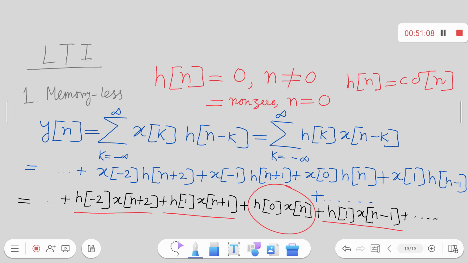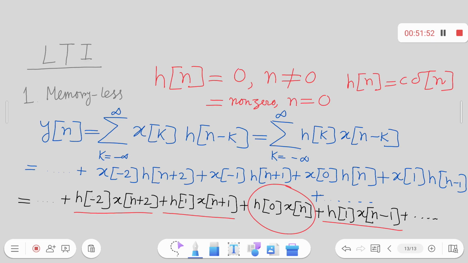So if the impulse response of a system has the form of a delta function, a scaled delta function, c times delta n, then you can say that the system is a memoryless system. If not, then the system is not memoryless. So from the perspective of having memory or not, you are just observing the impulse response of the system, and based on that, you can say whether the system is memoryless or not. Remember, the system has to be LTI.